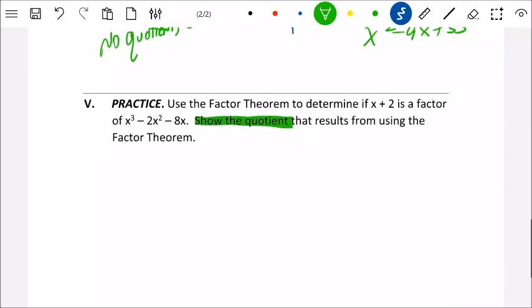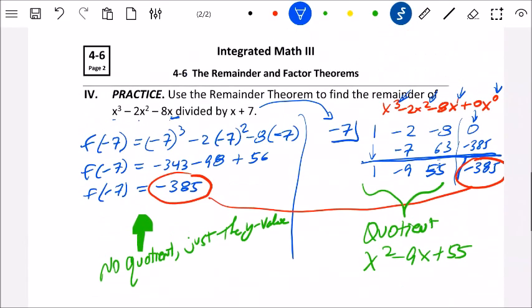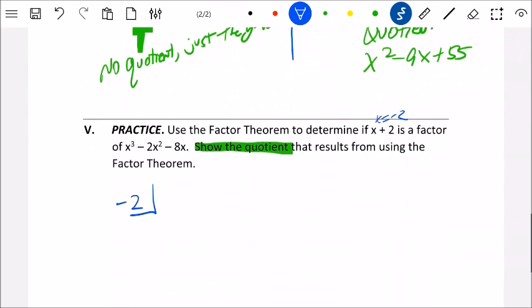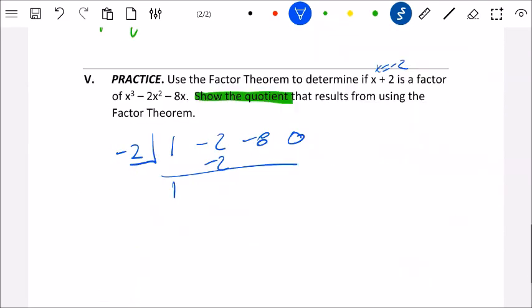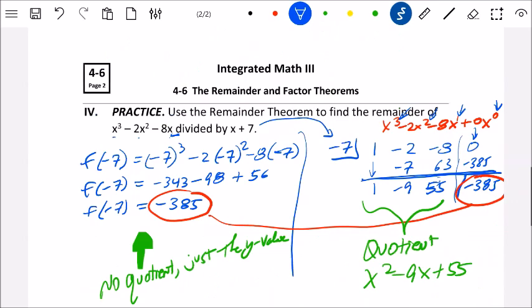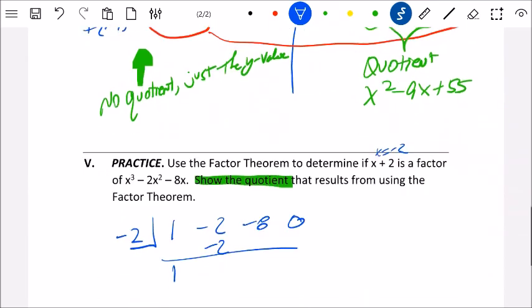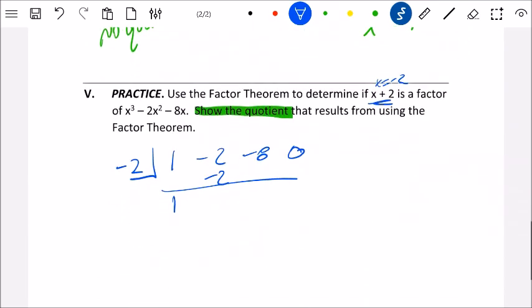So here what we want is the quotients. That means we have to do synthetic division. So that means x equals -2. Okay, and now I see -2x, actually it's the same one there. 1, -2, -8, and then putting the 0. So we get the 1 and -2. So, we did this one with a 7. That's right. The one above was with x plus 7. Now we're doing it with x plus 2. So it is a little different.